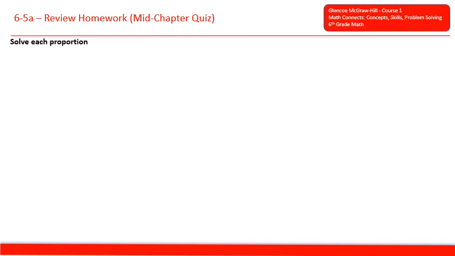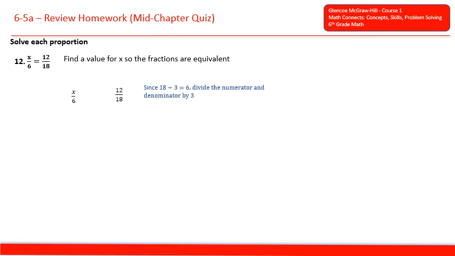All right, solve each proportion. Number 12, x over 6 equals 12 over 18. Find a value for x so the fractions are equivalent. So what we do know is 6 and 18 are related. We can multiply 6 times 3 to get 18, or divide 18 by 3 to get 6. So we need to divide 12 and 18 each by 3 to find the value of x.